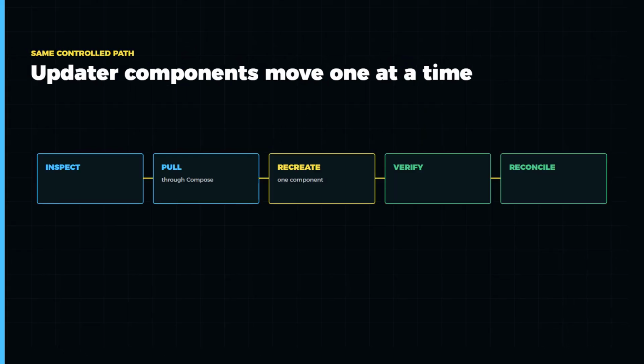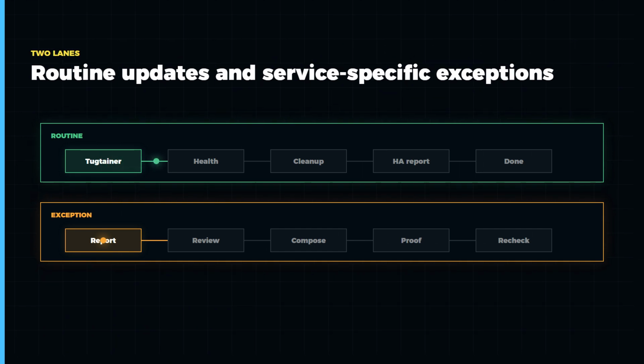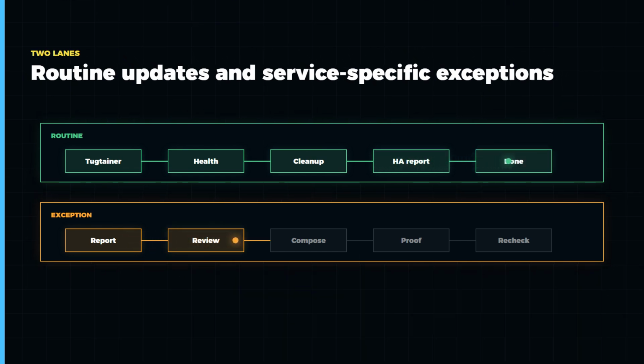I use the same controlled path for Tugtainer and its agents. Inspect, pull through Compose, recreate one component at a time, verify the service, and reconcile the updater state. The result is a 2-lane update workflow. Routine containers move through Tugtainer, health checks, cleanup, and a Home Assistant report. Exceptions move from that report into a compose-aware Codex review with service-specific proof.